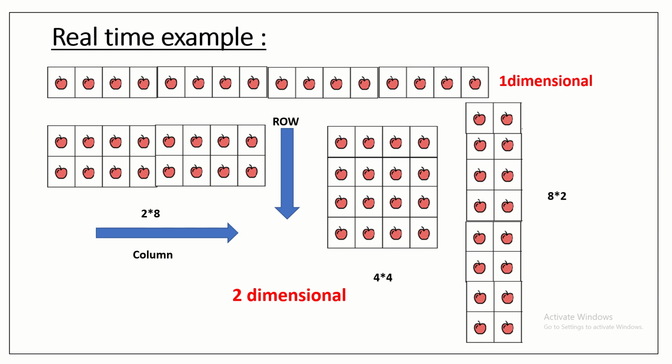If the arrangement of the apples changes like this, if I have 2 rows and arrange 8 apples in a row, or else 4 rows and 4 apples in a row, or else 8 rows and 2 apples in each row. Likewise, the arrangement of the apples changes into 2 dimensions, rows and columns, and now I can call an apple by using its row number and column number. This represents an example of a two-dimensional array.